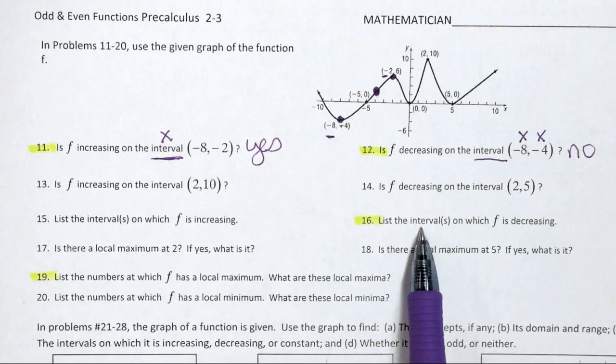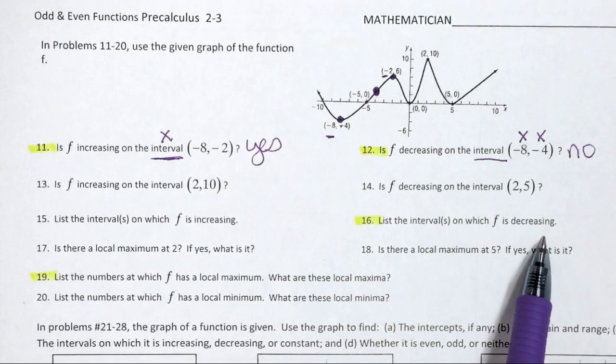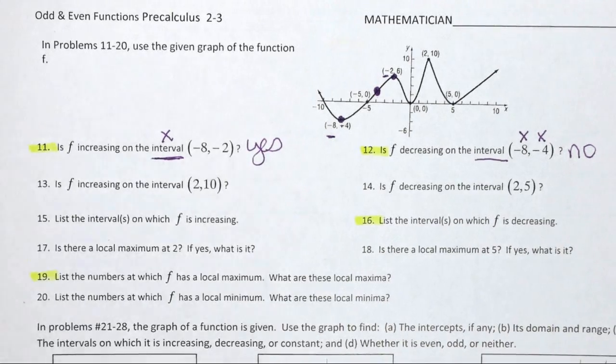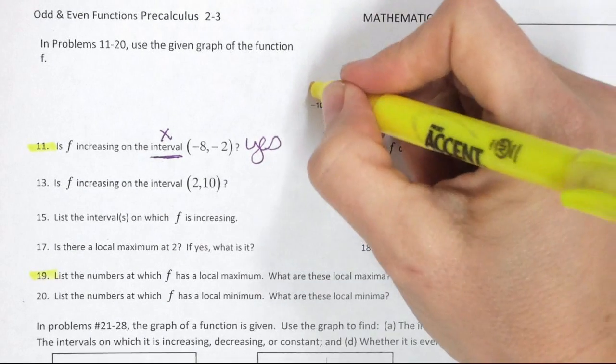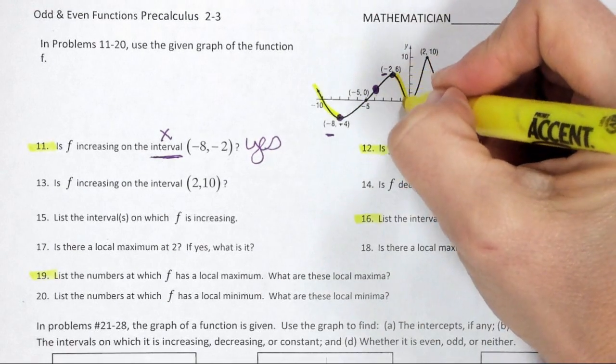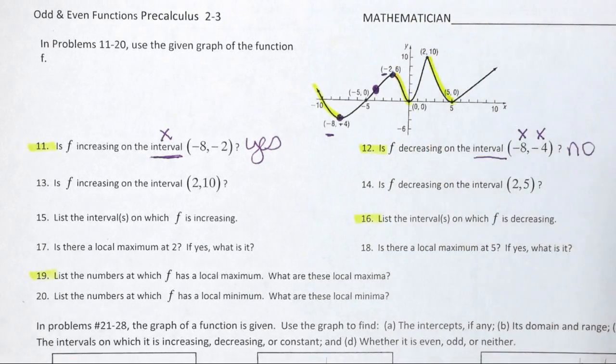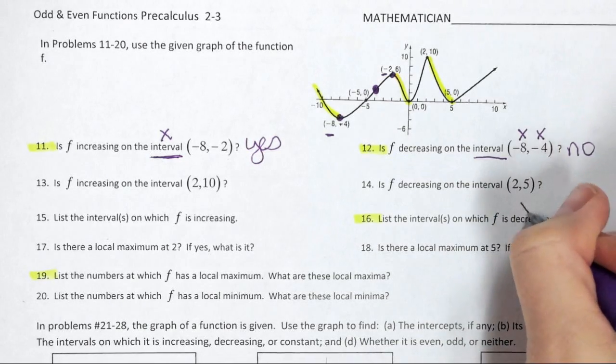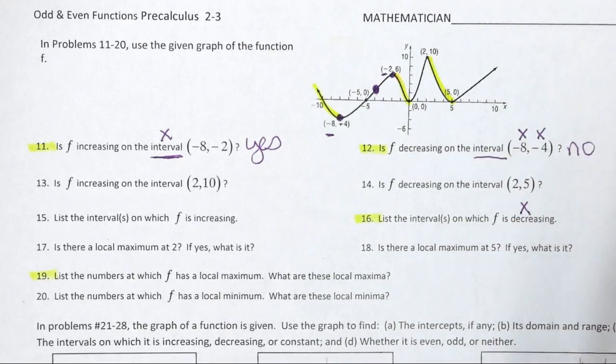They want me to list the interval on which f is decreasing. Well, it's decreasing in a bunch of places. They want me to list them all. So I'm going to go mark them with my yellow marker. So we got this one here, 2, and 3. So we have 3 places where it's going down. Now, when you do the intervals, remember we're using the x's. So every time you write this, you're writing both the x's.